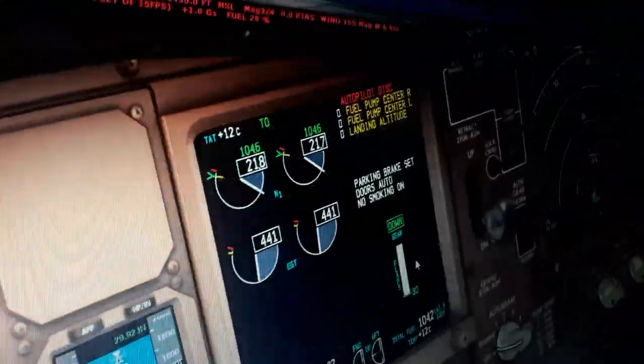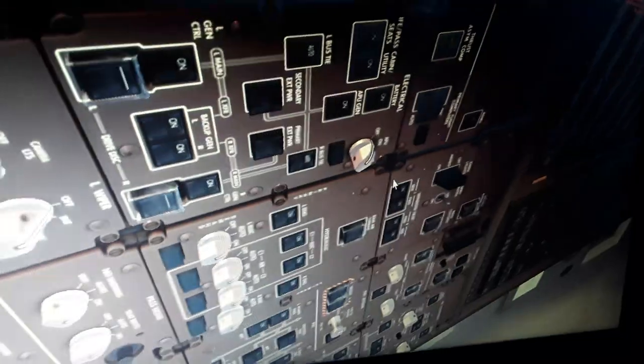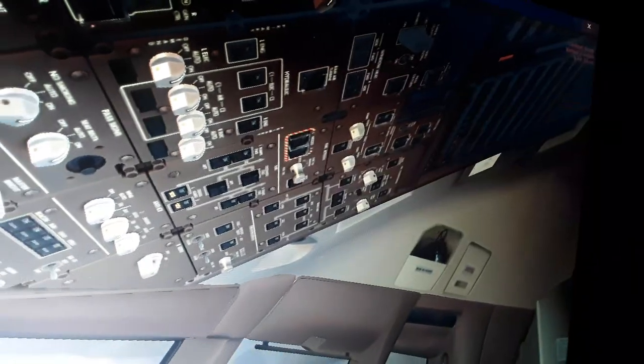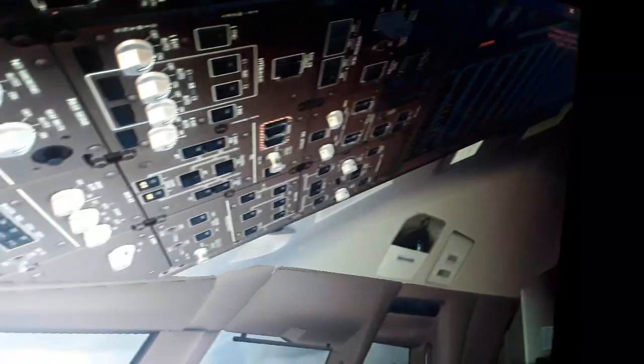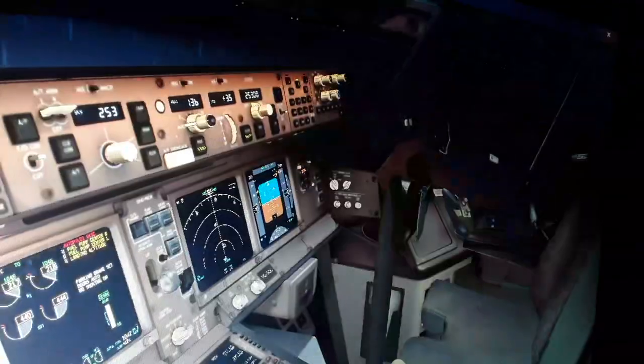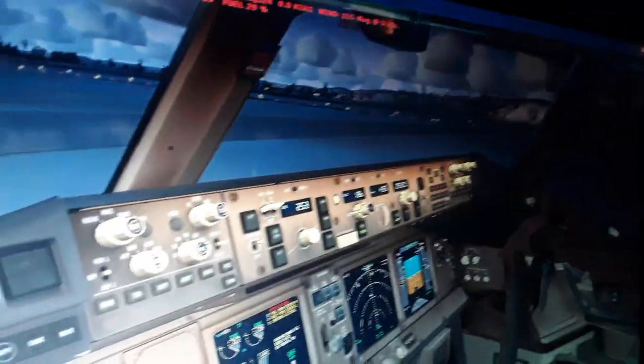So I will show you also the overhead panel, the electrical system over here, the ADIRU, the air data inertial reference unit, the hydraulic system, the wing and center tanks of the aircraft with the fuel on board, and the auto start system for the engine, the cabin pressurization and the bleed air from the engine system, the pneumatic system of the airplane.